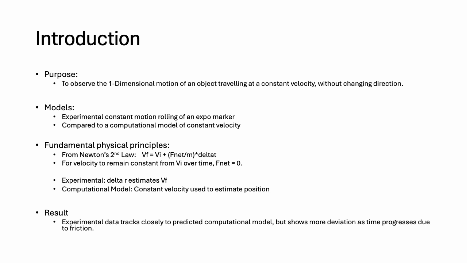Overall results of this experiment were that the rolling motion of the marker tracked pretty closely to the computational model, but there was a little bit of deviation where the marker was slowing down, most likely due to friction, which was not accounted for in the computational model.